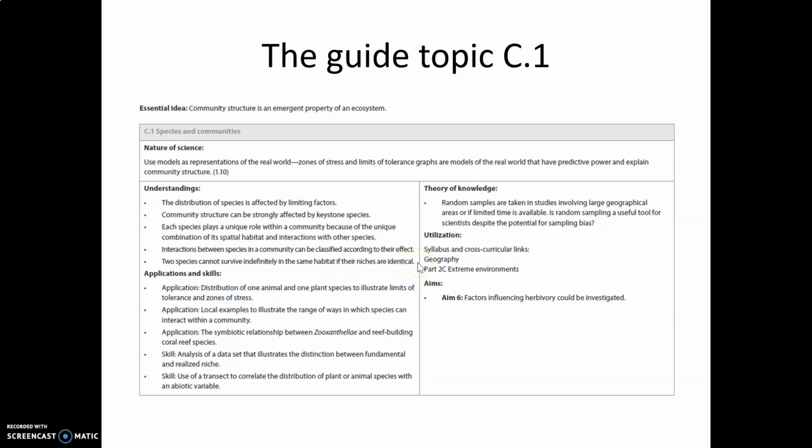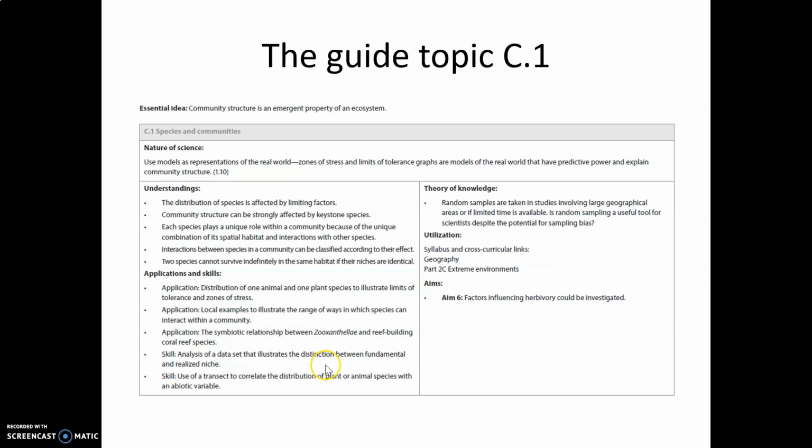And we have also seen that two species cannot survive indefinitely in the same habitat if their niches are identical. We have looked at the coral animal and deciduous oak tree to illustrate limits of tolerance and zones of stress. And you have been outside taking pictures to show local examples of different types of interactions between species. We have talked about the zooxanthellae, the algae that lives inside the coral.